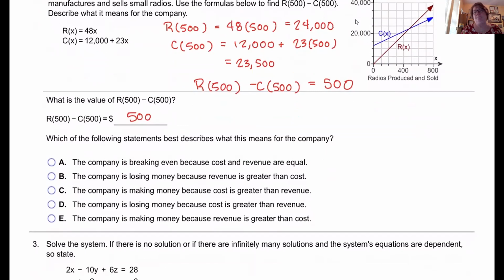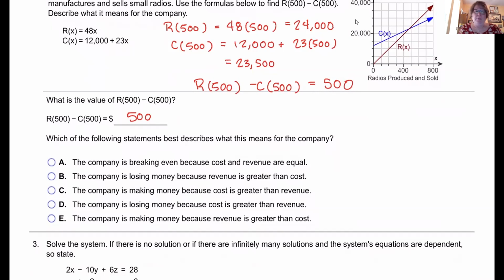So what's this mean? If you subtract the cost from the revenue and you get a positive number, that means revenue is larger than cost. If your revenue is larger than your cost, then you are making money. You're making a profit. All right, so which of these 5 choices is correct? And it's important that you read all 5 choices completely.